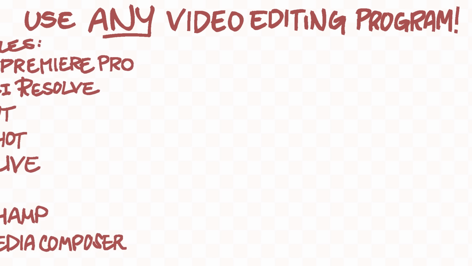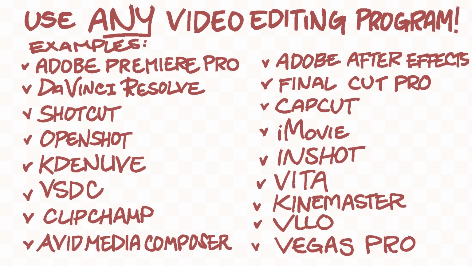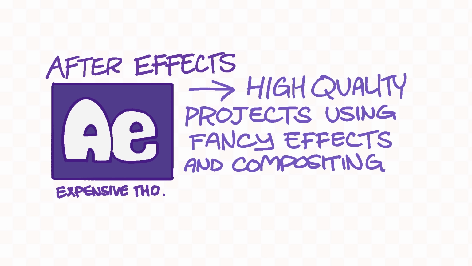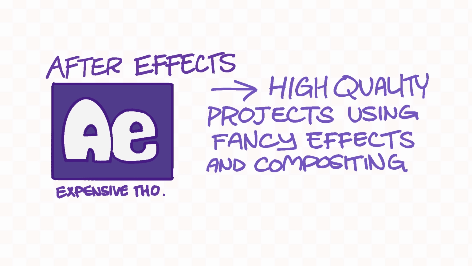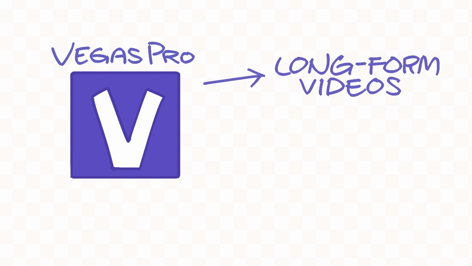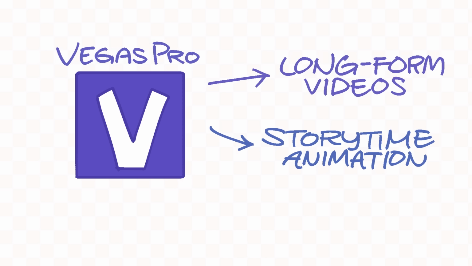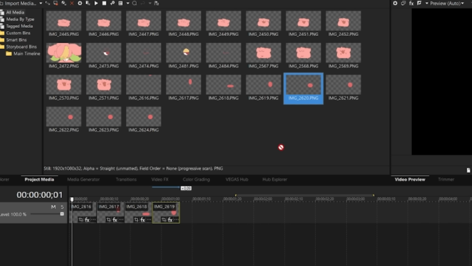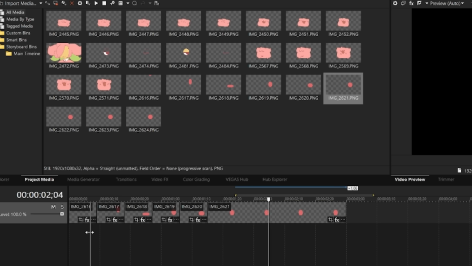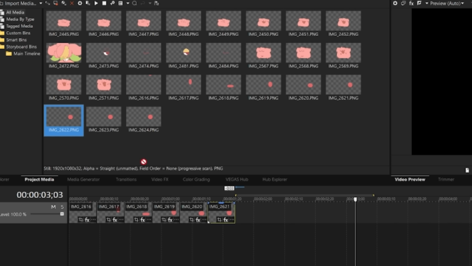You can use any video editing program of your choosing. I like using After Effects for shorter, higher quality projects that need fancy effects and compositing, though I much prefer Vegas Pro for long-form video editing and Storytime animation. The drag and drop controls from this program makes it so intuitive and easy to arrange the frames visually.